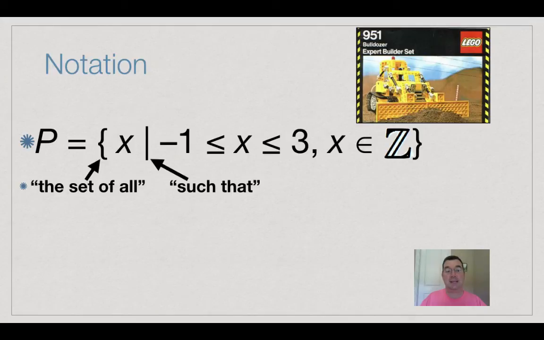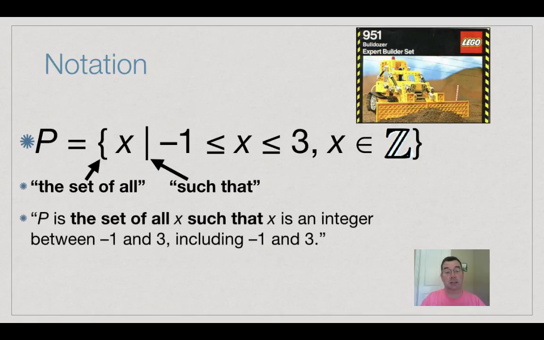P would equal the set of all x's such that (the vertical bar means "such that") -1 is less than or equal to x is less than or equal to 3, and x is an element of the set of integers. So that's how you read one of those set notations. And it does include -1 and it does include 3. Another way of saying that is P is the set of numbers -1, 0, 1, 2, and 3.